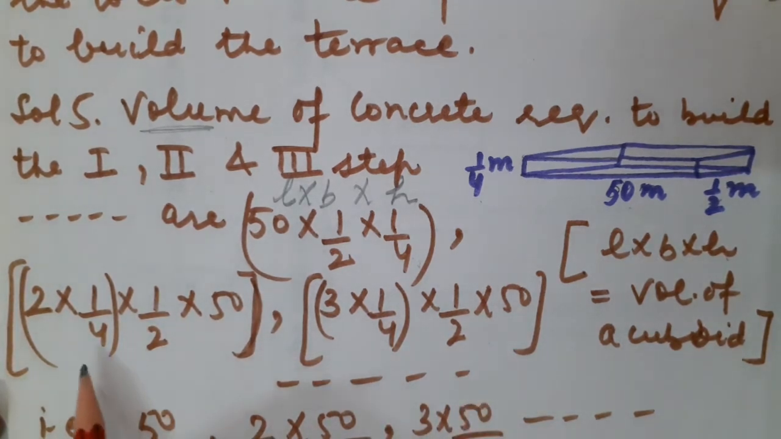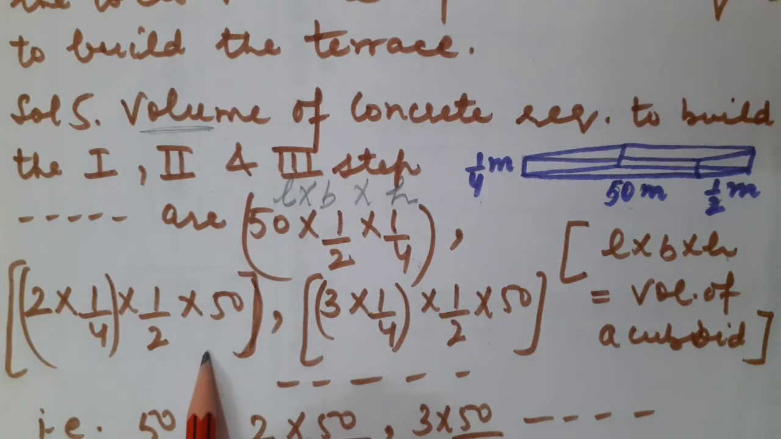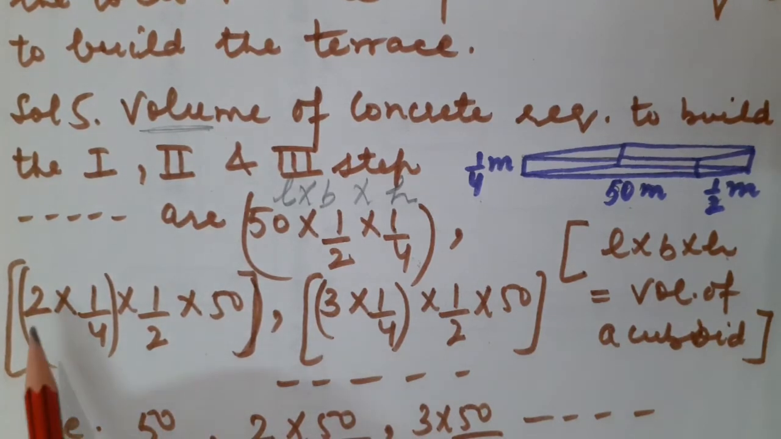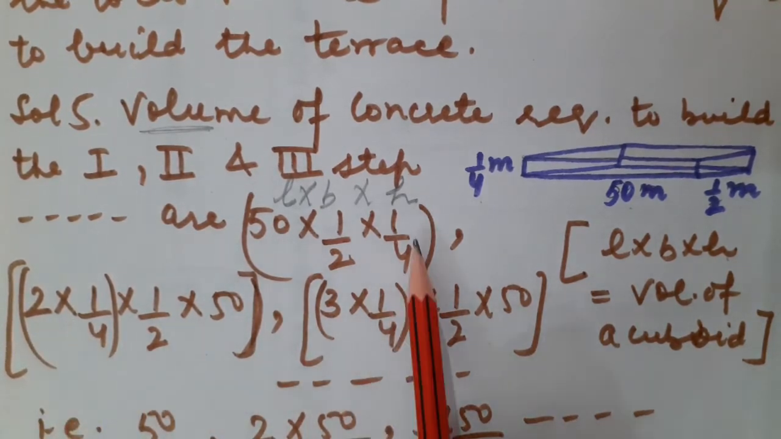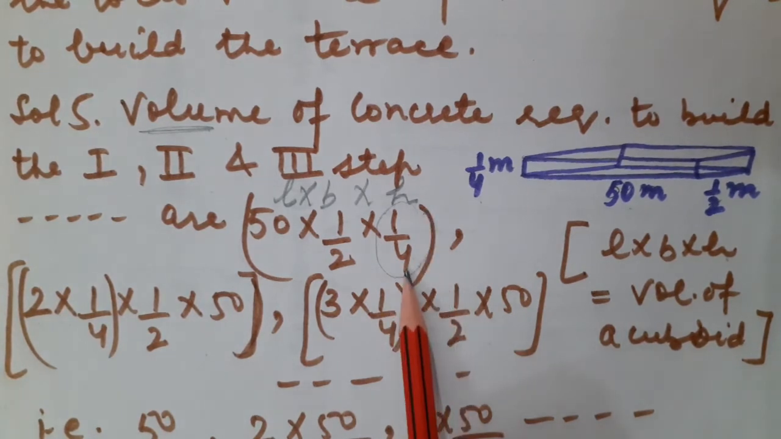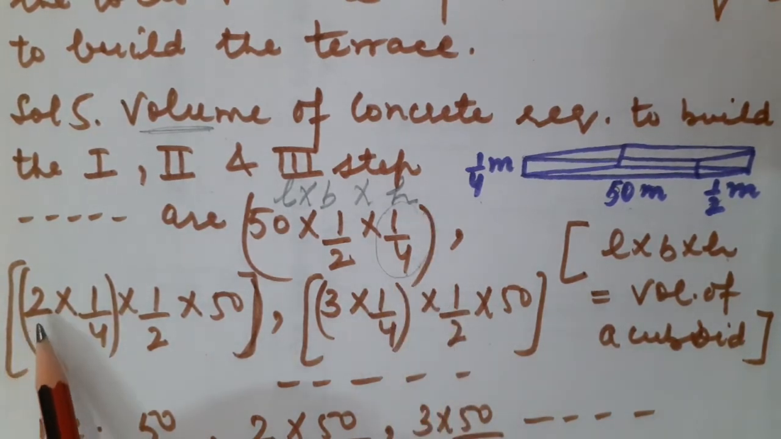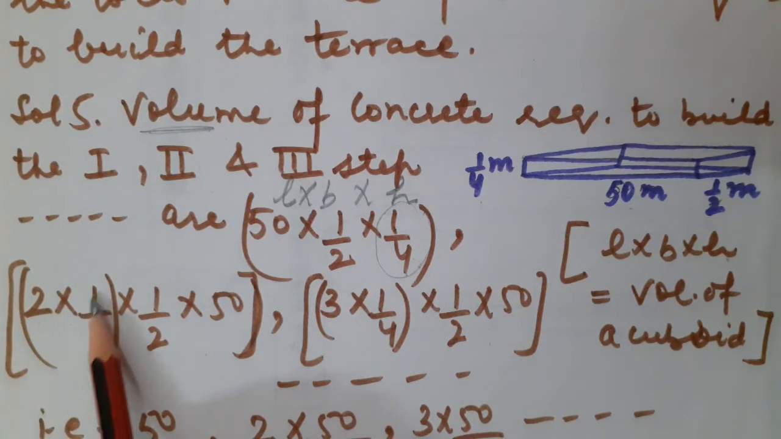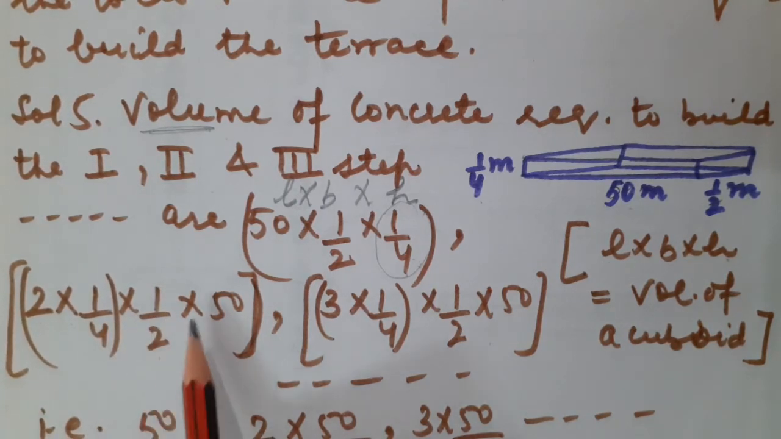Fine. So now let us switch to the next, as there will be variation in the height only. Correct. So I am just going to double the height. What was the height for the first step? That was 1/4 meters. Fine. So it will be double, that is 2 into 1/4 into breadth, which would remain as it is, into length, which would remain as it is.